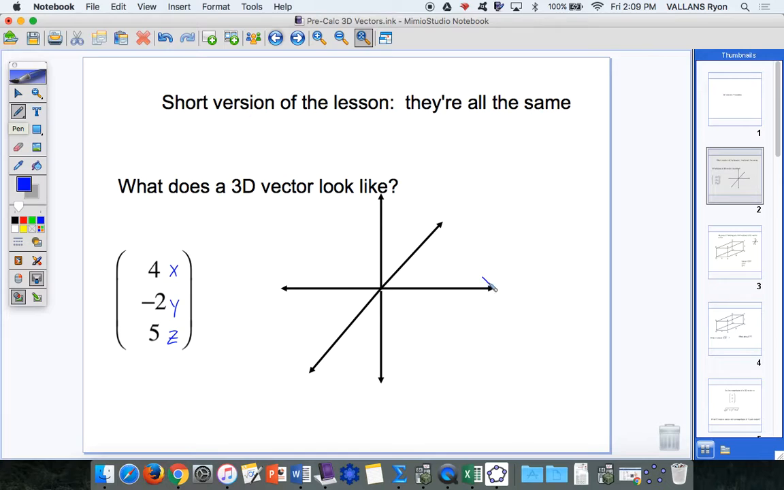You can decide, but you're going to see me pretty consistent, is I make this x, y, and z. As long as you're consistent with your own, you're fine. I'm also going to make this the positive x, this is the positive y, and this is the positive z. So in other words, if I wanted a vector that went 4 on the x, -2 on the y, and 5 on the z, it would be going in this direction.